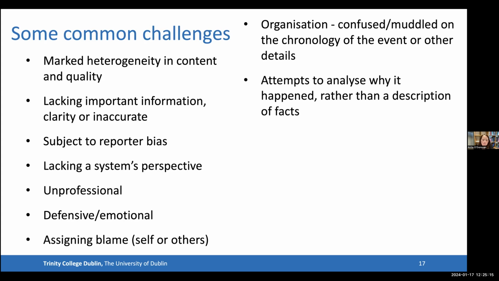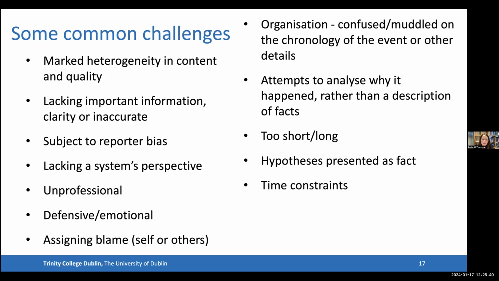While it is important to attempt to point at relevant possible causal factors, a detailed causal analysis isn't appropriate at this stage. And sometimes the narrative is too short, sometimes it's too long. Hypotheses might be presented as fact when they're not known to be actual facts related to the incident.